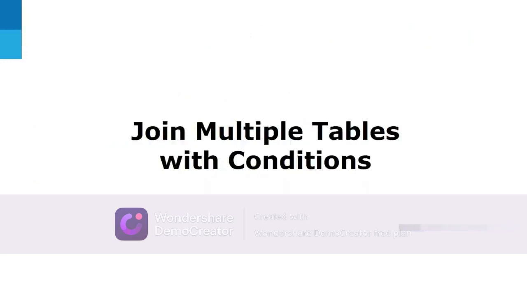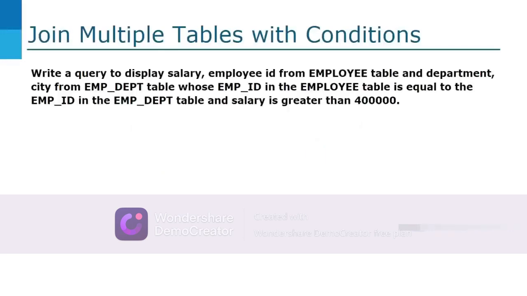Now, this is one thing, join multiple tables with conditions. With conditions also we have seen one example, but here we will see one more example and try to understand how we can join multiple tables with a condition. So write a query to display salary, employee ID from the employee table. This is one part. And department, city from the employee department table. This is another part. Whose employee ID in the employee table is equal to the employee ID in the employee department table and salary is greater than 4 lakh.